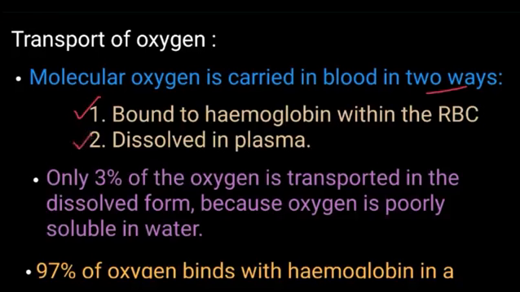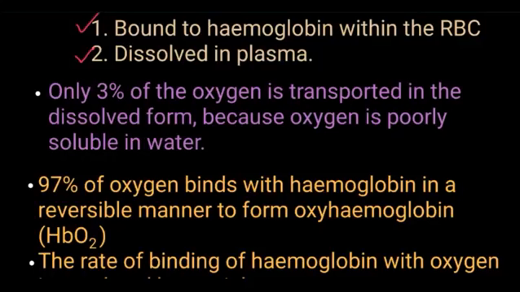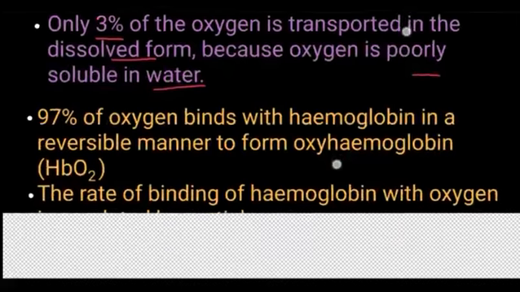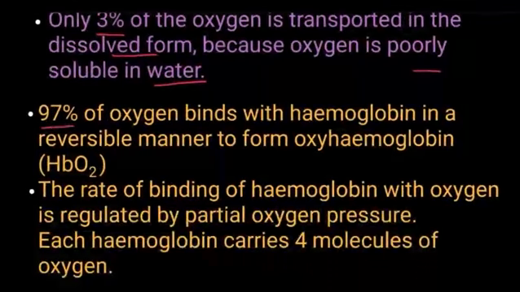dissolved form in plasma. Usually only 3% of oxygen is transported in the dissolved form because oxygen is poorly soluble in water. But 97% of oxygen binds with hemoglobin in a reversible manner to form oxyhemoglobin.